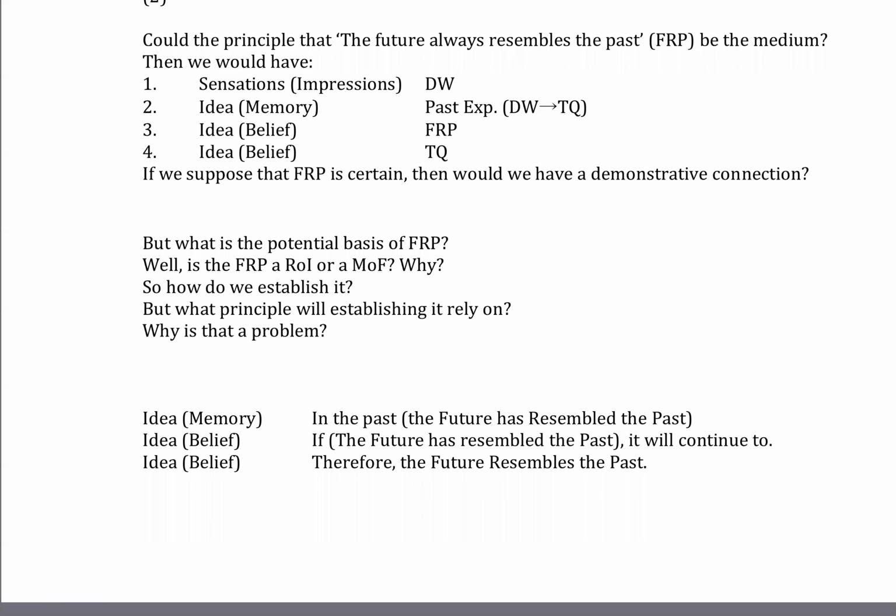Welcome to the sixth video on section 4 of Hume's Inquiry Concerning Human Understanding. In the last video, we began looking at the third step in Hume's argument, the step where he tries to establish that all conclusions from experience are not founded on reason.